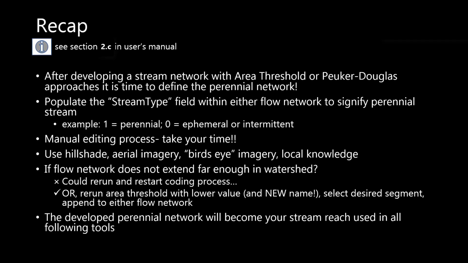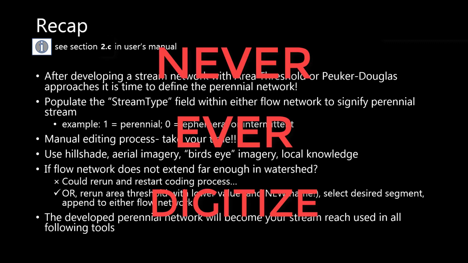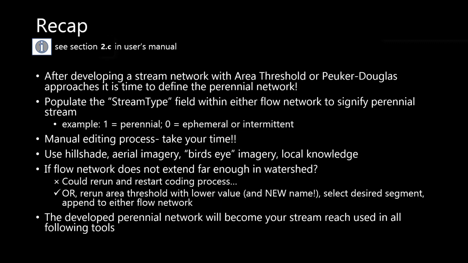Here's a brief recap of everything we just did in the video. I would like to reiterate one last time that you should never, ever digitize your flow network. It will not match up to your flow direction raster, and therefore future tools will not run correctly. They will not run at all. If you need to extend your network further up, either rerun the area threshold, saving the output using a different name, and then append that value to your original area flow network, or just rerun and restart the coding process, although that's probably not the method that you should choose. All right, now let's go and develop our stream reach and catchments.